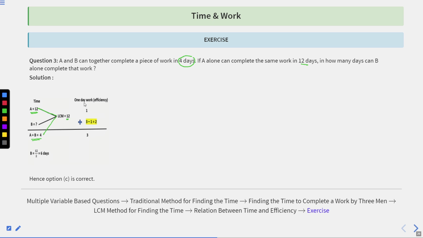Okay. And 1 day work efficiency of A is 12 divided by 12, that is 1. And the total work efficiency will be 12 divided by 4, that is 3. So we have work efficiency of AB together is 3 and A alone is 1. That means the work efficiency of B is going to be 3 minus 1, that is 2. All right. So the time taken by B alone to complete the same work will be 12 upon 2, that is 6 days. So the option correct here is option C.